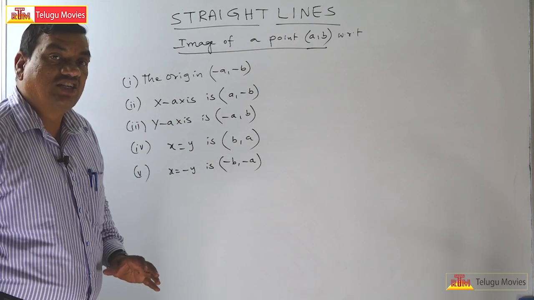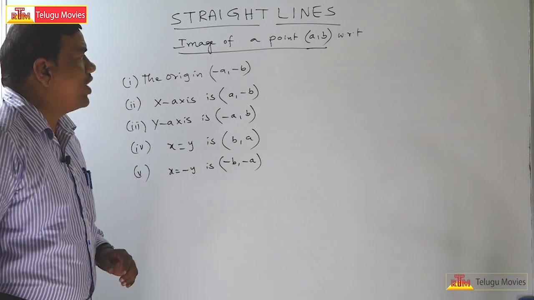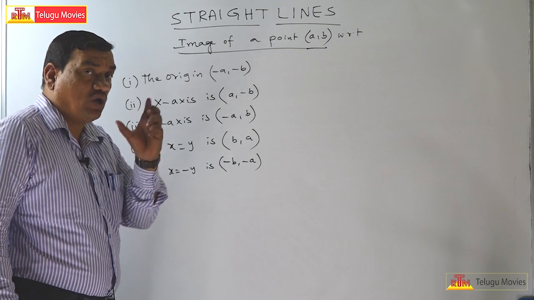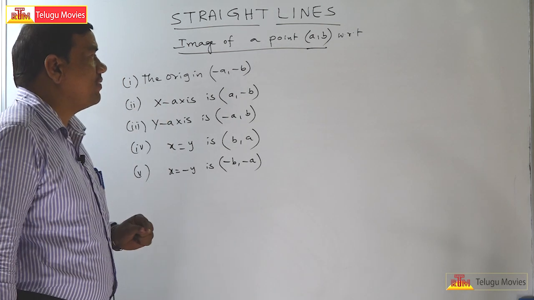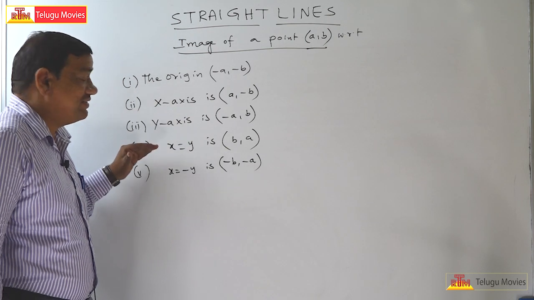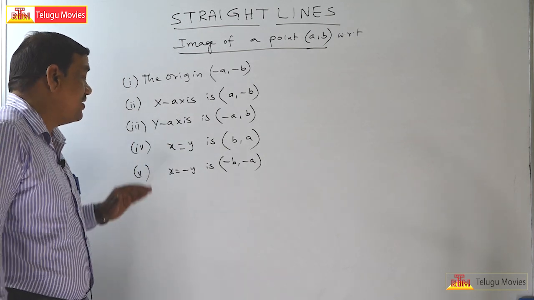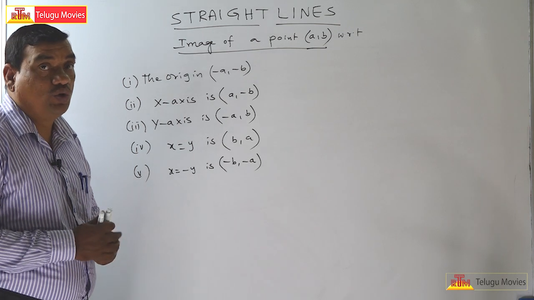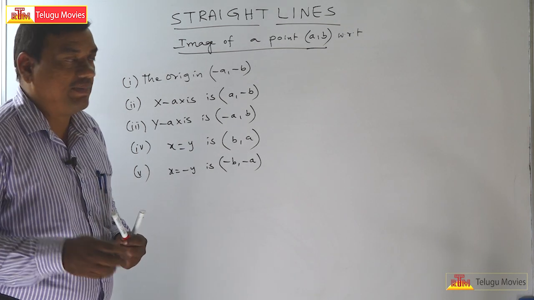So welcome to this concept. I am going to explain the image of a point a comma b. Now I am taking a point a comma b with respect to the origin, with respect to the x-axis, the y-axis, with respect to the line x equals y, and with respect to the line x equals minus y. So let us see one by one.